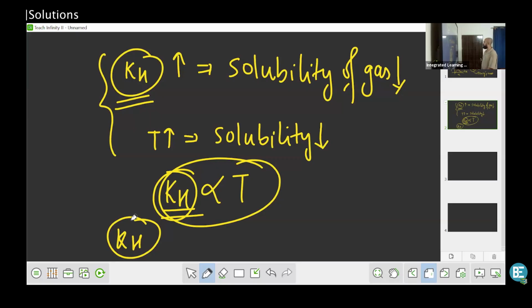Okay, what do I mean by that? Suppose you have taken a nitrogen gas. If you are dissolving nitrogen gas in water, its dissolution will be different. And suppose you are dissolving nitrogen gas in petrol, its solubility will be different. This makes sense to you?